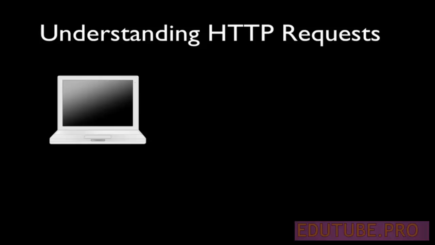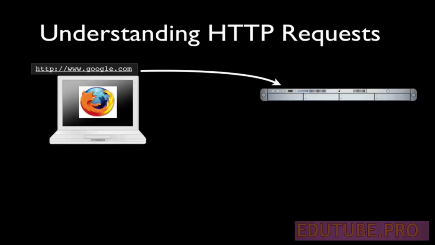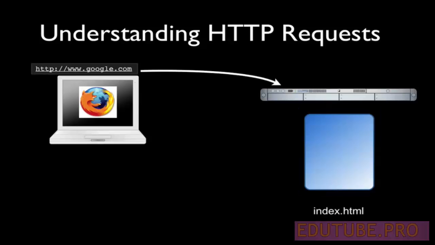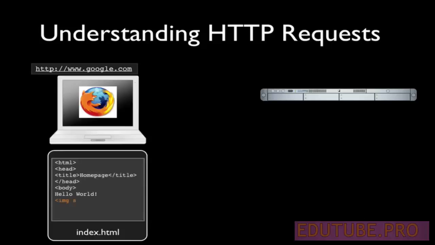So here on the screen, you'll see a computer. It's about to look at a web page. So let's say we've got Firefox, and we want to load in google.com. So our computer and our browser send a message to a web server and say, I want that address. The server grabs the index page, and then the server sends the index page back to your browser.